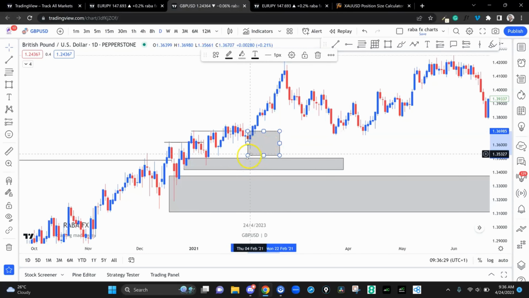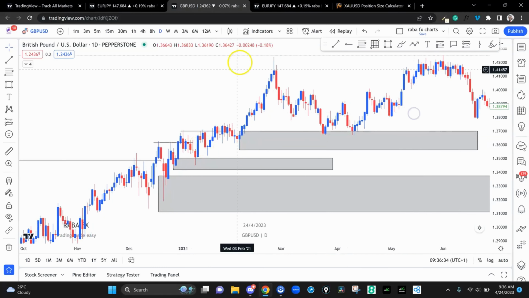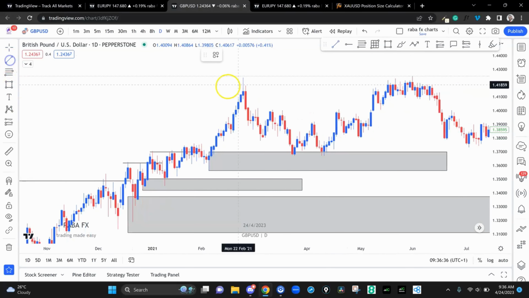Now the moment this level is taken, we have a new origin. Now take note of this. This level here, we have a new origin, and this is a new high. And what happens?